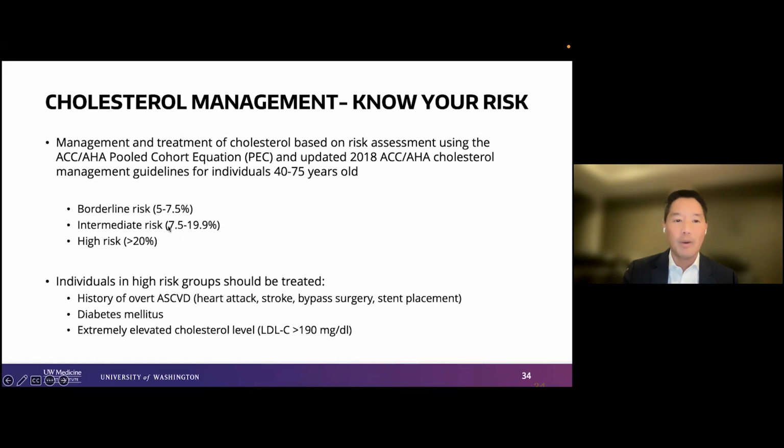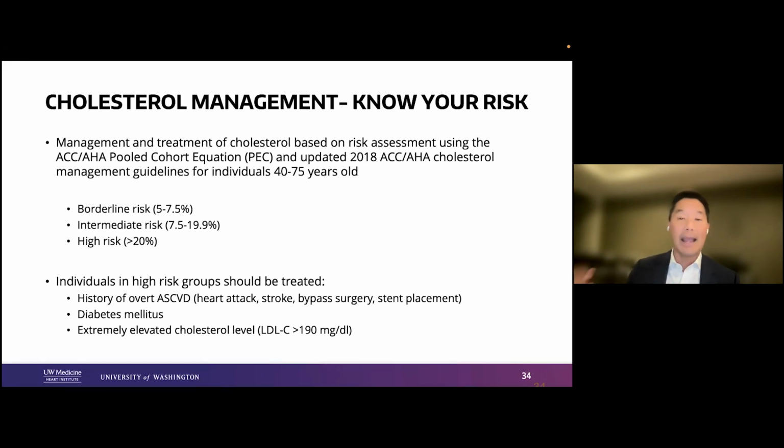What are the most important things to recognize is that in the US guidelines, if you're in an intermediate or high risk category, the recommendation is to treat your cholesterol aggressively with medication. There are certain groups that, regardless of what you calculate the risk to be, should be treated aggressively anyway. So if you've had a history of a heart attack or a stroke, or you've had open heart surgery to fix or restore blood flow to some of your arteries, or if you've had a stent to open up one of the blood vessels, you definitely need to be aggressively treated with medication.